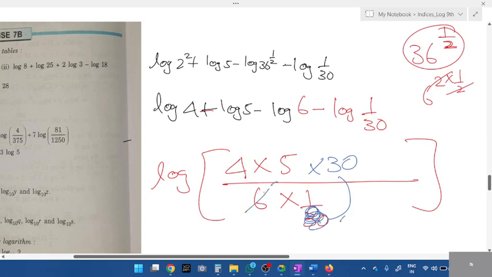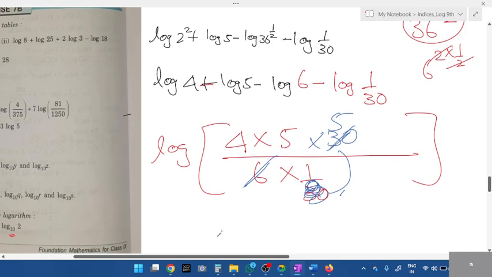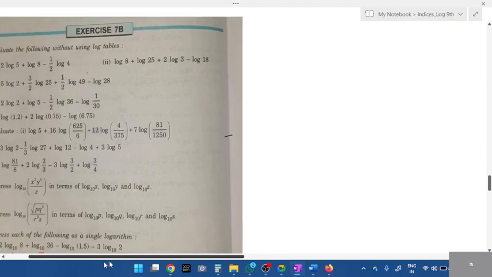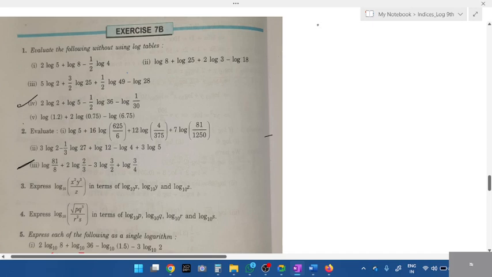Now tell me the calculation. 6 ones are 6. 5. 25 into 4 is 100. Log 100. What is log 100? Log 100 is 2. Next question. Second mean third one. Ananya, can you answer the second mean third one?